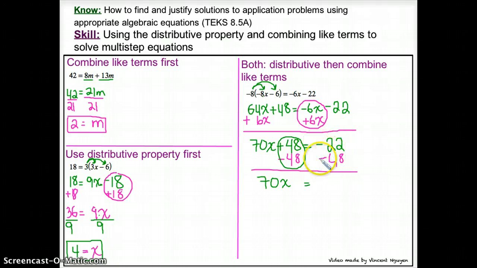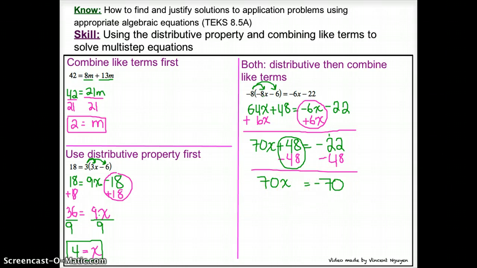So negative 22 and negative 48. Remember, you're combining two negative numbers, okay? So you're going to have more negatives. So 2 and 8 make 10. So write the 0 there. Carry over the 1, okay? And then 2 and 4 make 6 plus the 1 is 7. So altogether you have negative 70, okay?